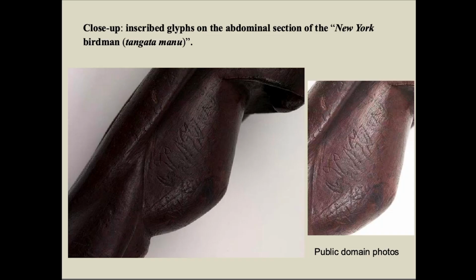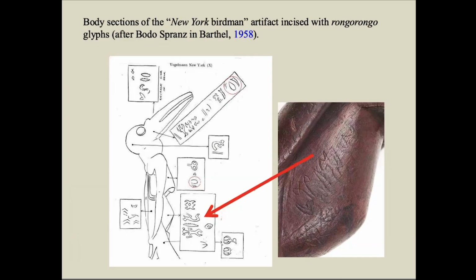sections or sequences of rongorongo. And this gives you an example. This is from Barthel, transcribed by Bodo Brands in Barthel, 1958. And there you can see part of the rongorongo. It's not well carved, according to some people. Some people have suggested that it's just almost like scratchings on it.